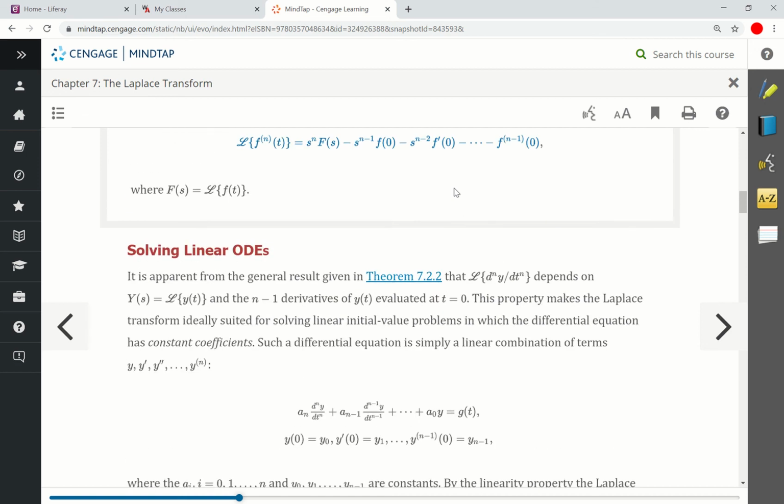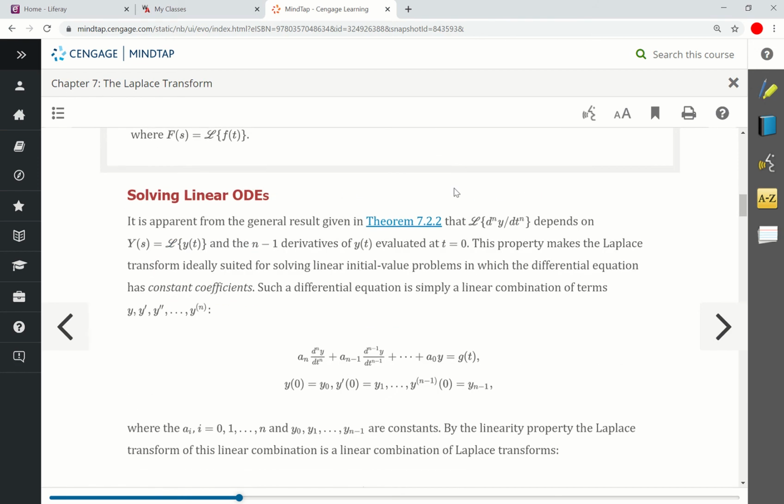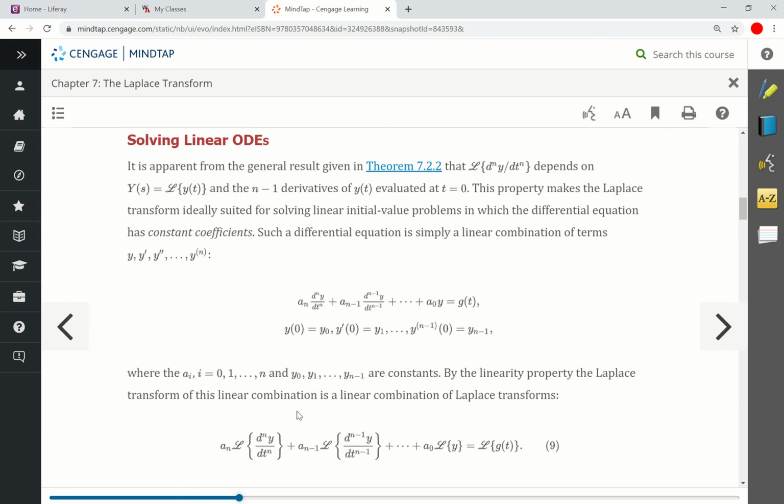With the ability to do the Laplace transform of a derivative of a function, this is going to give us another method for solving linear ODEs. It's very important that the types we're about to look at are these constant coefficient ones that are linear. So let's suppose that we have our nth order linear differential equation, a sub n times the nth derivative of y, all the way down to a sub 0 times y, equals g of t.